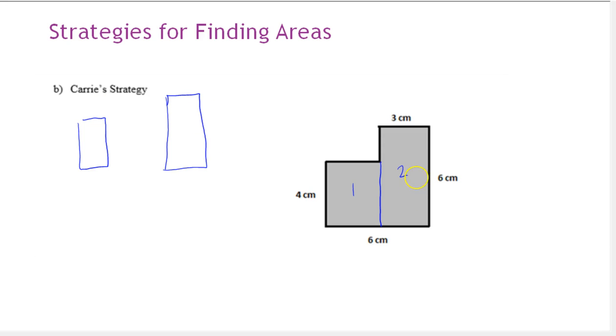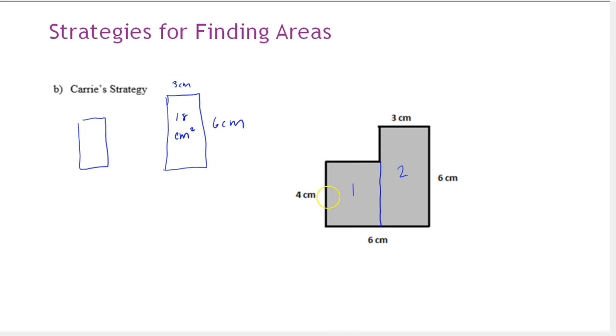So let's see, we know the dimensions of this one, so you need to look at the shape, and right up here we know that this is 3 centimeters, and we know that this is 6 centimeters. So the area of a rectangle is 3 centimeters times 6 centimeters, which is 18 square centimeters. Now what about this piece right here?